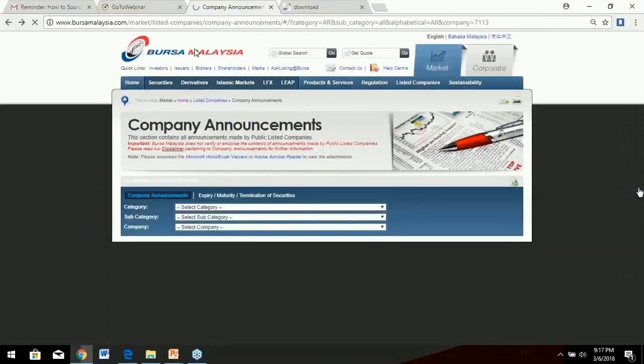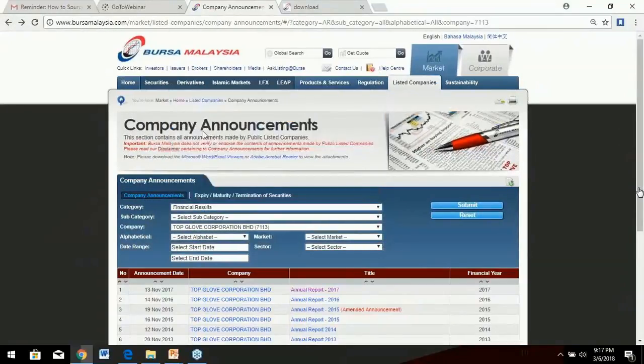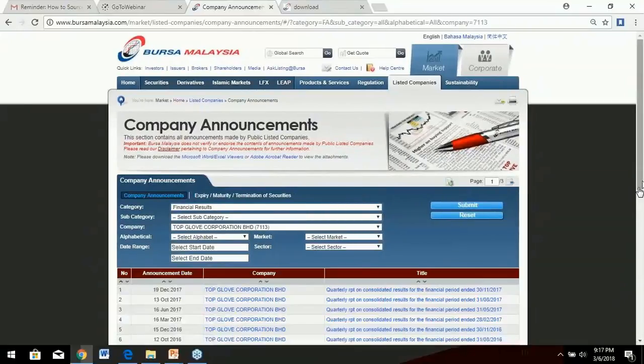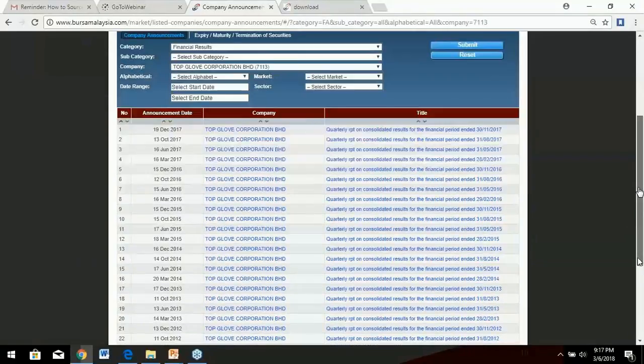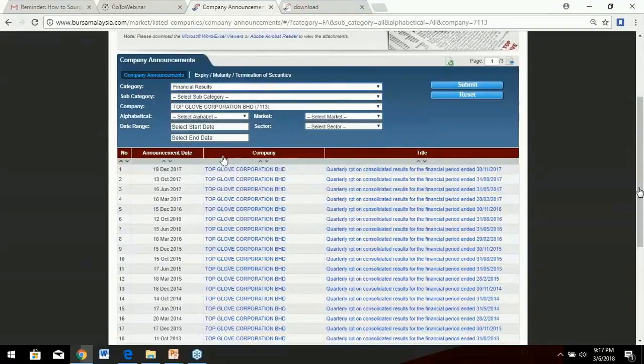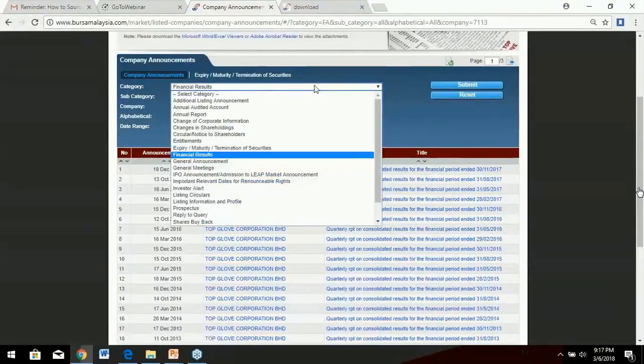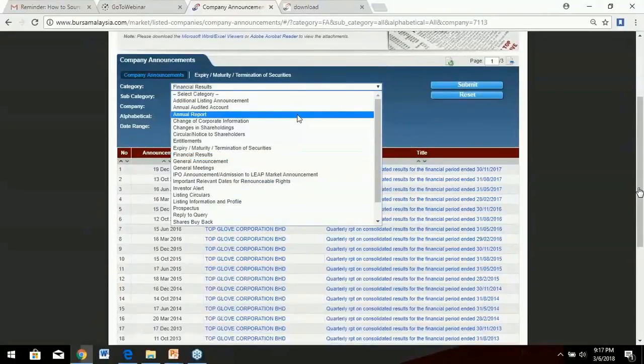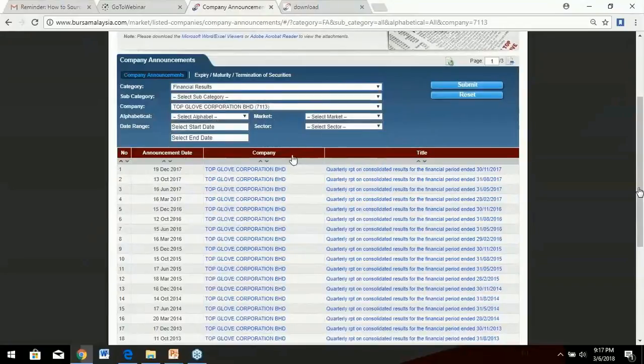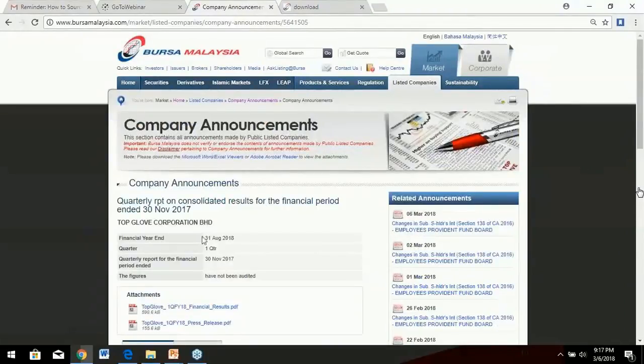So with that, we'll go into, let's say, financial results. Click onto this. Why? Because this is where you get all the quarterly reports. If you want the annual, click on the annual reports. If you want the quarterlies, click on the financial results. Click on submit. Click onto the latest one, which is for 30 November.